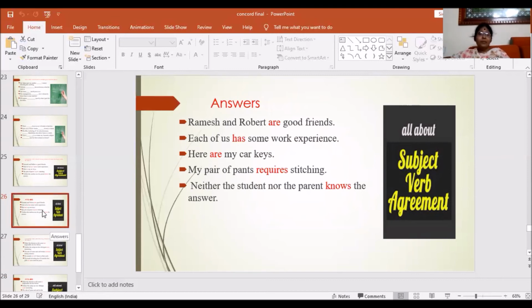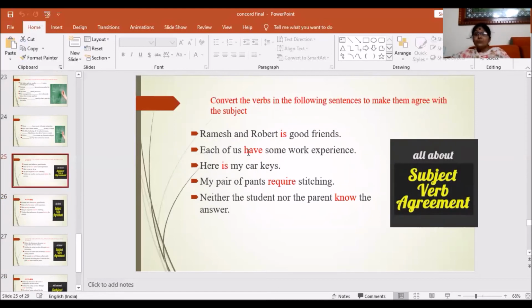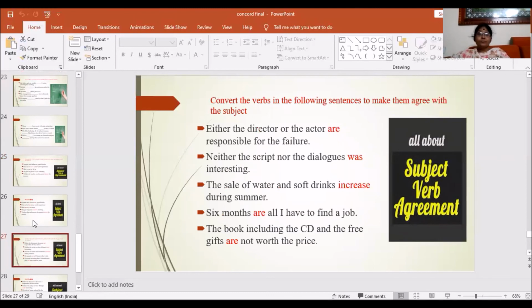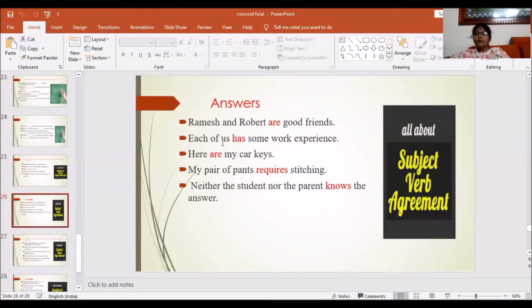Next. Each one of us have some work experience. What is the correction that you will do? Each of us has some work experience, because your subject is preceded by each, right? So there your verb should be in singular form, right? Next one.